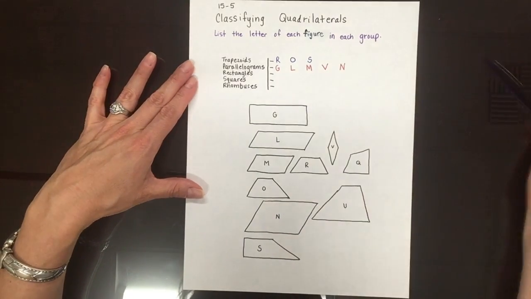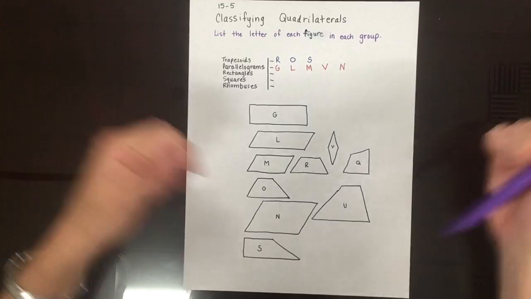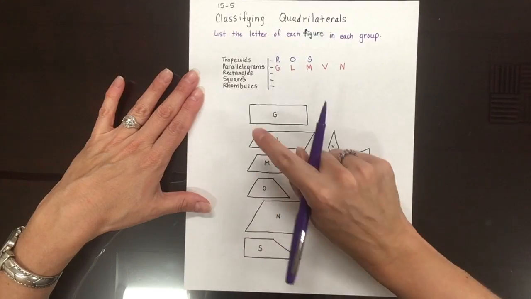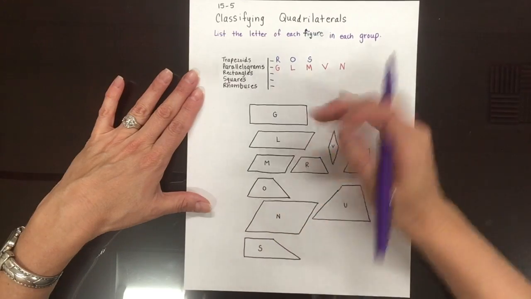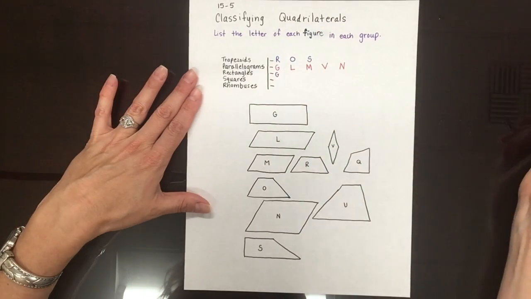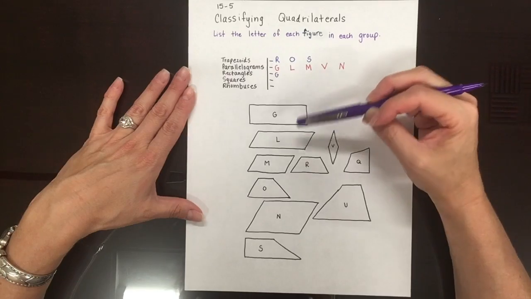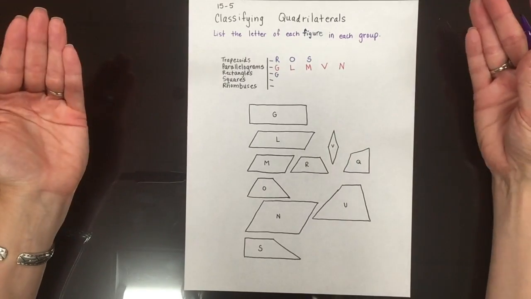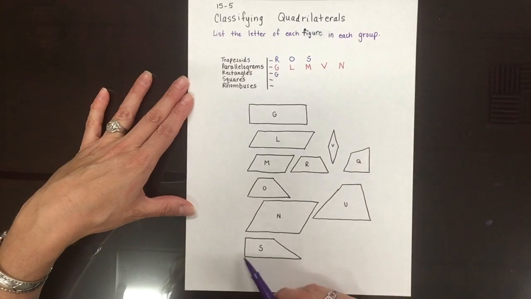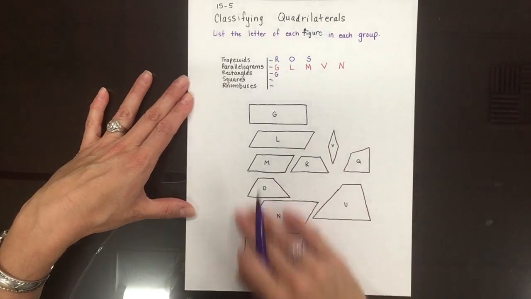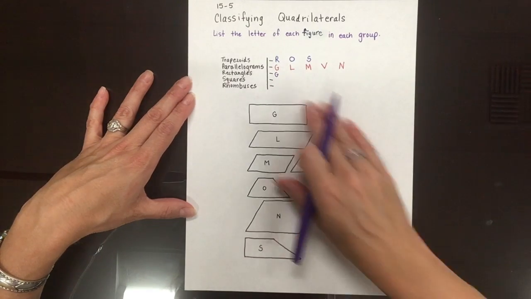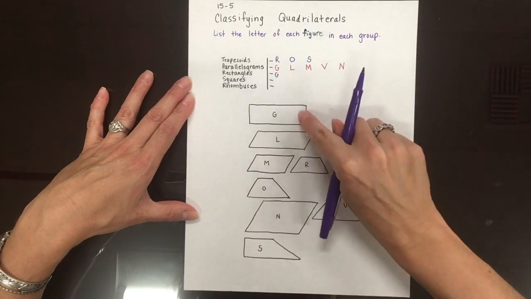So obviously I look at this one right away and I know that as the traditional rectangle. So both pairs of sides are parallel, yes, and it has 4 right angles, yes. So obviously G is a rectangle. Do you see any other rectangles? So I'm looking for right angles. Well, I see one here, and I see one here, but I don't see any other figures that have 4 right angles. So that's the only rectangle that I see.